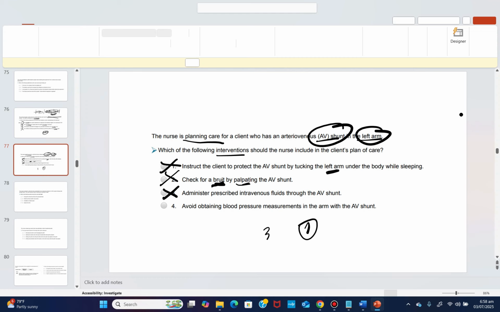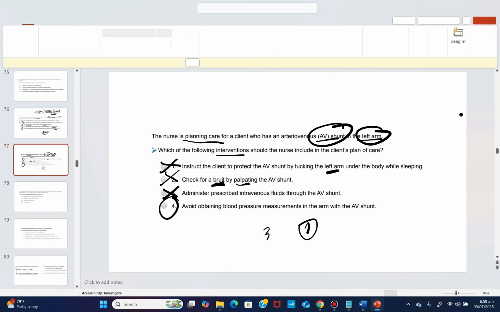You can see now, this is what I always used to teach students. The moment you can X out three answers and you are left with one answer, there's no thinking again you need, because you've done perfect thinking to eliminate answers one, two, three, and then you are left with one. So what are you thinking about again? It only means that the answer is correct. Now let's read it: avoid obtaining blood pressure measurement in the arm with the AV shunt. Yes, that is true.